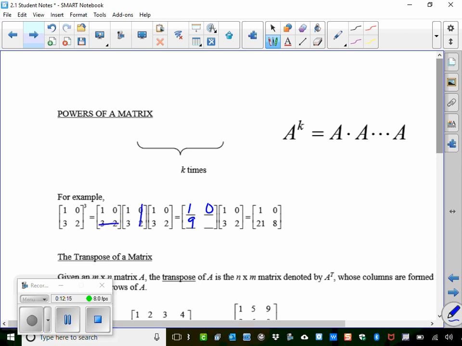3, 2 times 0, 2 comes out to 4. And then, of course, you would do that next multiplication to produce your answer right there.